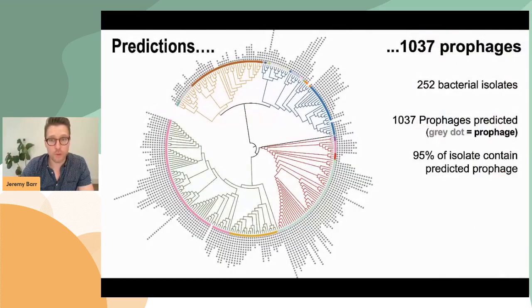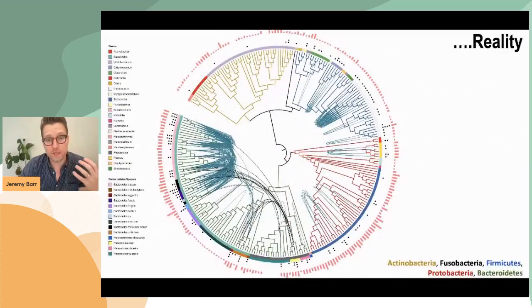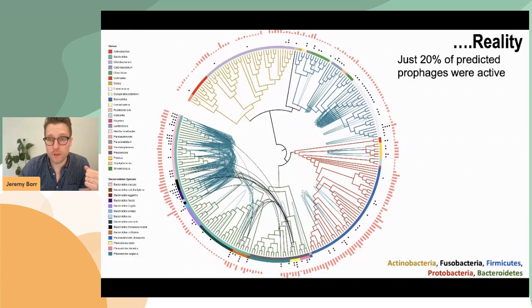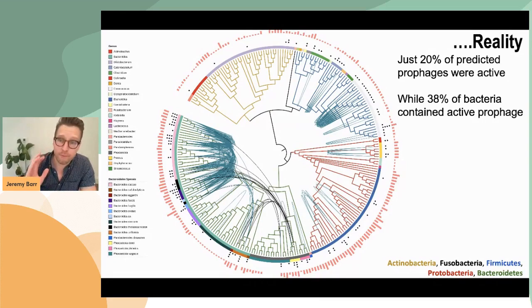So with this approach, if we go back to our predictions, we had 252 human gut bacterial isolates, and we predicted over 1,000 prophages using informatic sources. And if we compare and contrast this to what we actually found, we observed that just 20% of those predicted prophages were active in our sample set under these anaerobic wet lab conditions. We also found that only about 40% of the bacteria harbored an actively replicating prophage, or a phage that could leave that lysogenic cycle and re-enter into the lytic cycle.